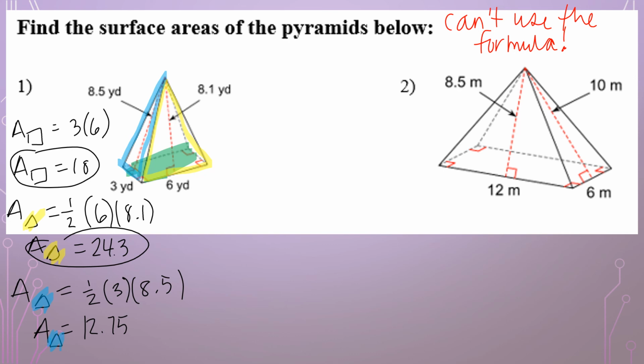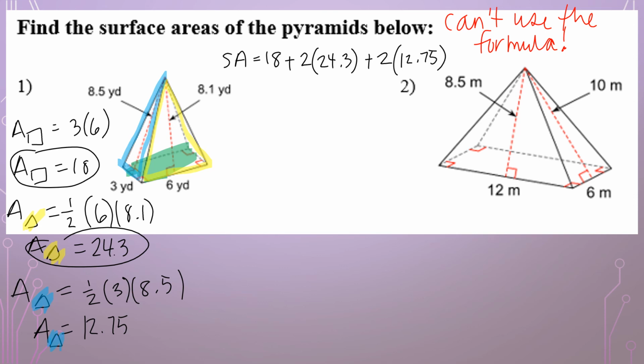Now surface area is all about adding those areas together. One of the things you have to remember is that the pyramid has 2 yellow triangles, 2 blue triangles, and then it has the green base. So we need to add all of those together and take that into consideration. My surface area is the green base, which is 18, plus 2 of the yellow triangles, which is 24.3, plus 2 of the blue triangles, which is 12.75.